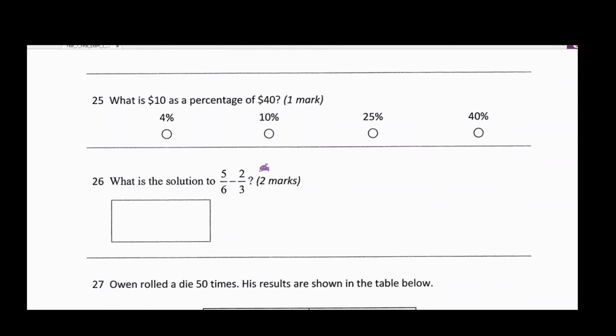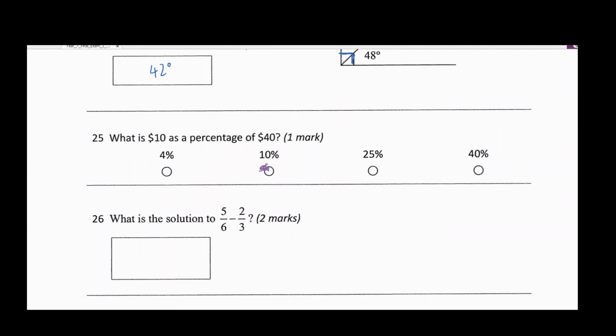What is $10 as a percentage of $40? So it's going to be 10 out of 40. To make that fraction a percentage, we times by 100. Okay? So that's going to be 10 times by 100 is 1,000 on 40. And 1,000 divided by 40, that's the same as saying 100 divided by 4, because you can cancel those zeros. 100 divided by 4 is 25, so 25%.